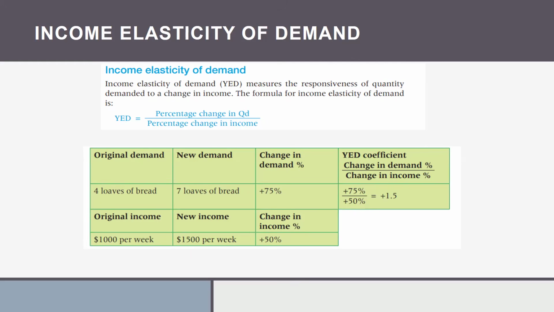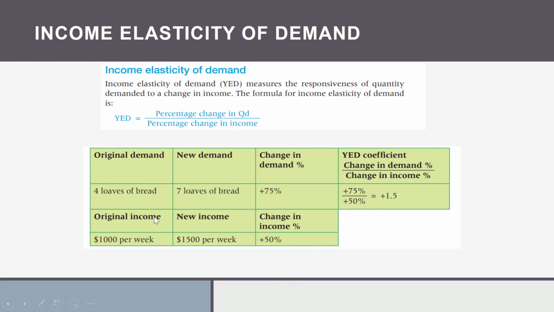And the formula is very similar. The percentage change in demand divided by the percentage change in income. And the way you calculate it is the same. So the demand was 4, now it's 7. How much did it change by? 3. Did it increase or decrease? Increase. So it's positive 3 over the original demand, which is how much? 4. Right? 3 over 4 multiplied by 100. And that's how you get the 75%. That is the percentage change in demand.